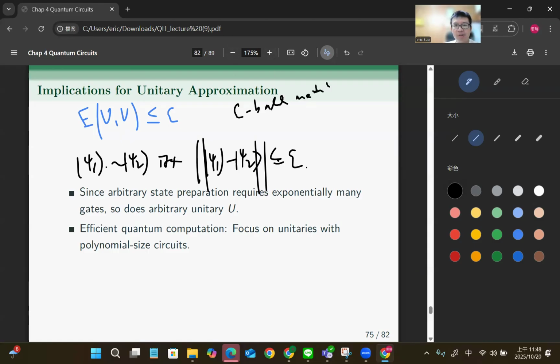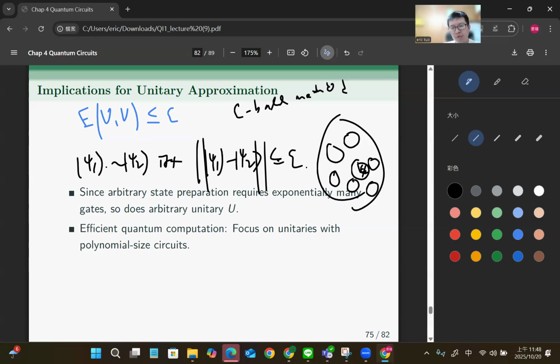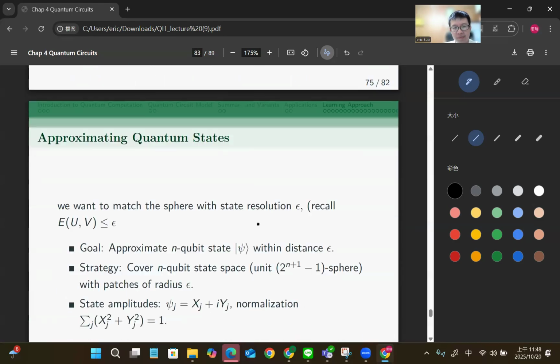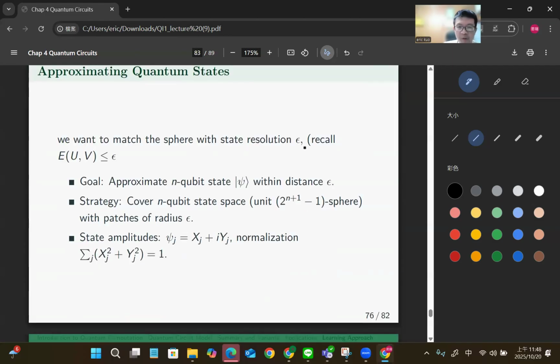We start with a high-dimensional sphere, which is the space of quantum states, and then we patch this sphere with balls of radius, let's say, epsilon divided by 2, or basically epsilon. So we want to cover the sphere with state resolution epsilon. Let's do some dimensional counting. We cover the n-qubit state space. Notice that the space for n-qubit states is basically of dimension 2 to the n.